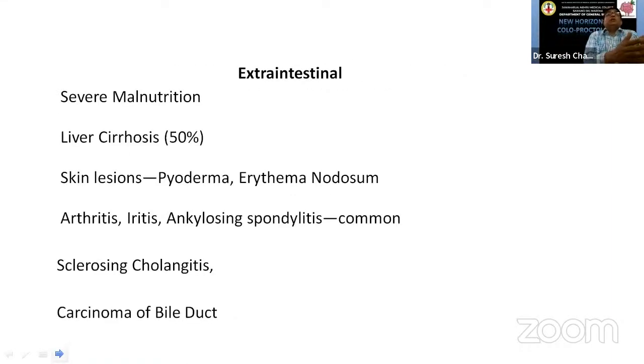Now extra-intestinal: severe malnutrition, liver cirrhosis, skin lesions, pyoderma, erythema nodosum. Most of the time, the patients are referred from the dermatology unit to us with some presentation, and when the patient comes to us, we diagnose something wrong in the colon. Arthritis, the patient will land up in any department: orthopedics, medicine, dermatology, and even sometimes ophthalmology OPD, like iritis. Sclerosing cholangitis, especially presenting as obstructive jaundice, is one of the causes, and carcinoma of the bile duct. So multimodality is needed here.